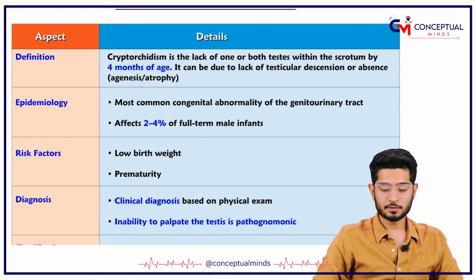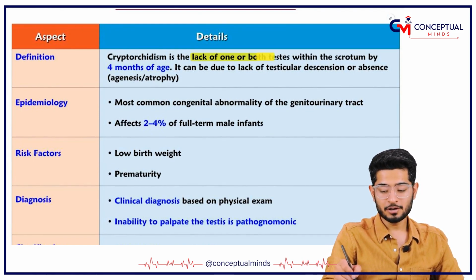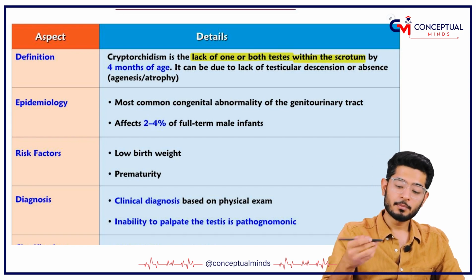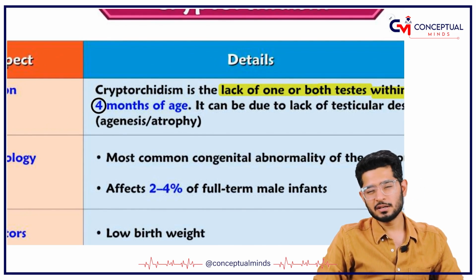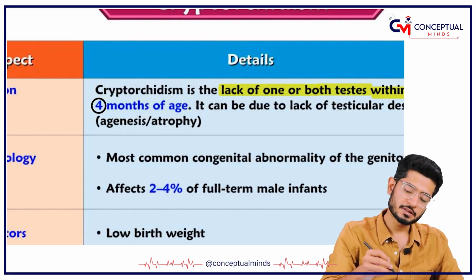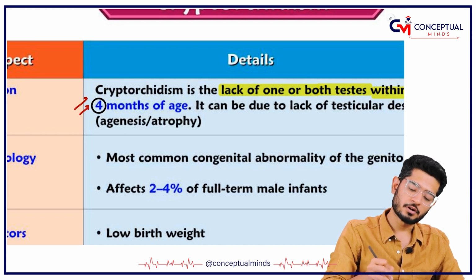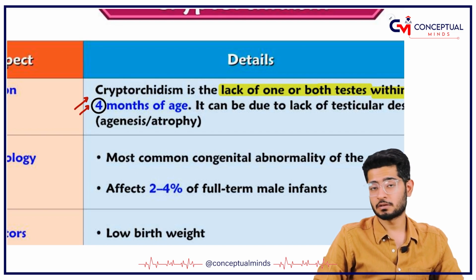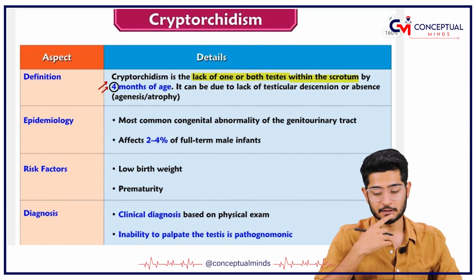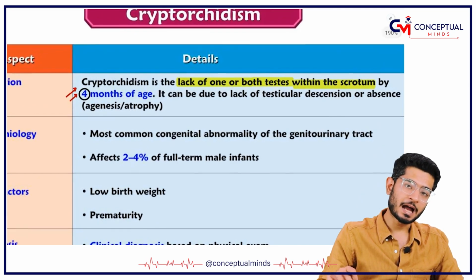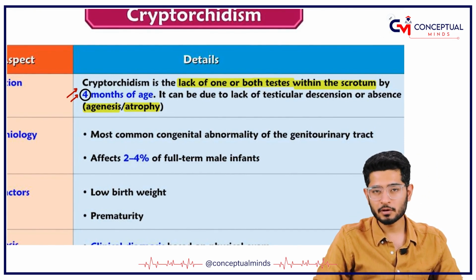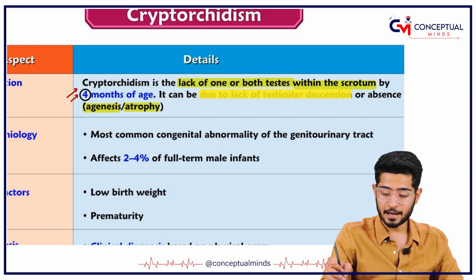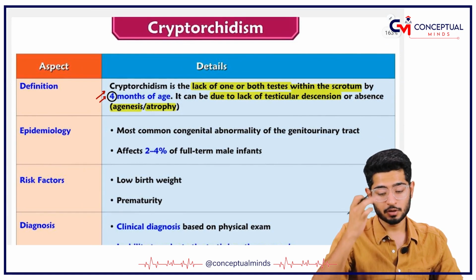So please understand, cryptorchidism is the lack of one or both the testes within the scrotum by 4 months of age. Generally the testis will be found in the scrotal sac itself, but we still wait until 4 months of age, and if it is not available by 4 months, then we label it as cryptorchidism. Why does it happen? Either there is testicular agenesis or testicular atrophy, that means it has not been formed properly, or because of the lack of testicular descent.